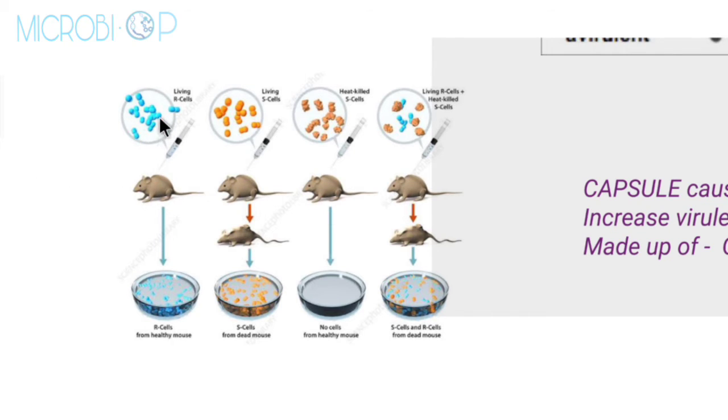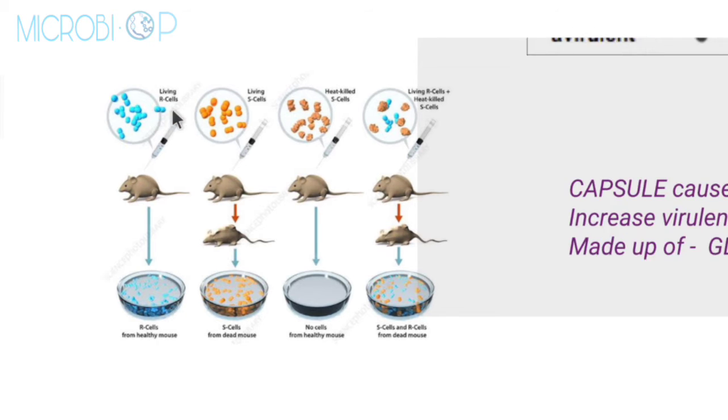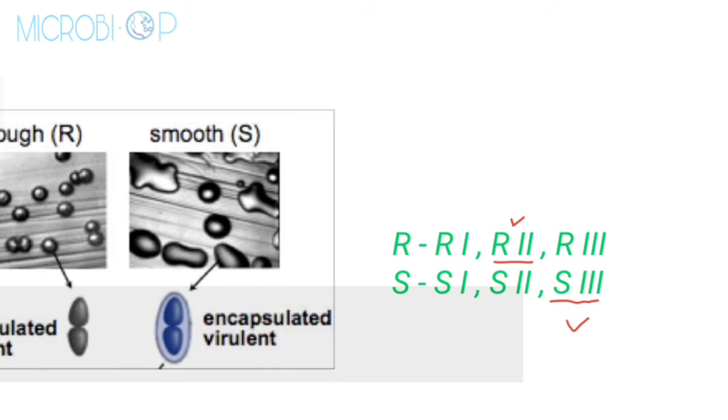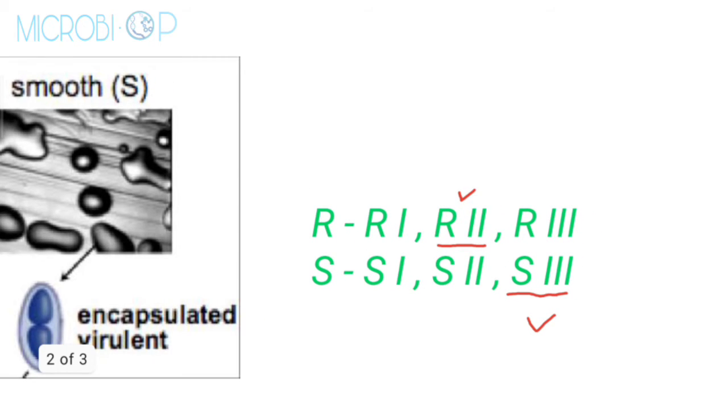When the living R cells, now I have forgot to mention one thing. Yes, the R and S cells, or the rough colony producing and the smooth colony producing, both have three more types. Okay, R1, R2 and R3. These are the types of the strain, R1, R2 and R3. And for the smooth one, S1, S2 and S3. Okay, the smooth colony producing organisms have three types, S1, S2 and S3.